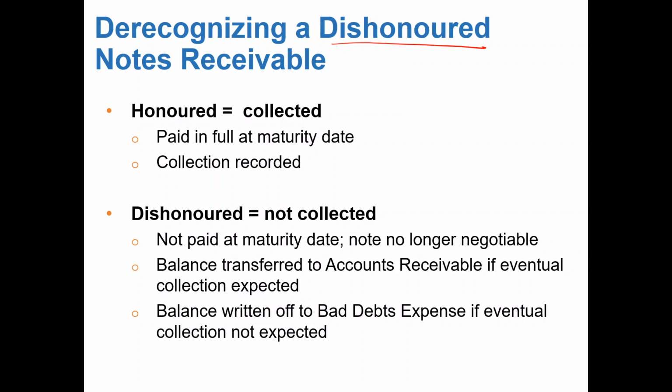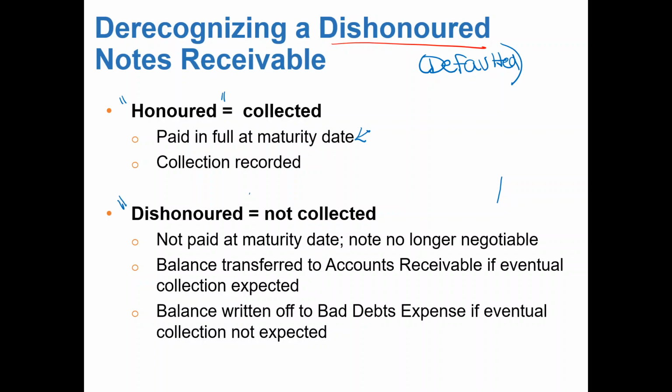So if you get to the maturity date and the other party is not able to pay you, it is called dishonored or a defaulted note receivable. So make a note. You may also say that someone was on default or was a defaulted receivable. So it means the same thing. So if you hear in a question that the note receivable was honored, that means you collected it. So the full amount was paid at maturity.